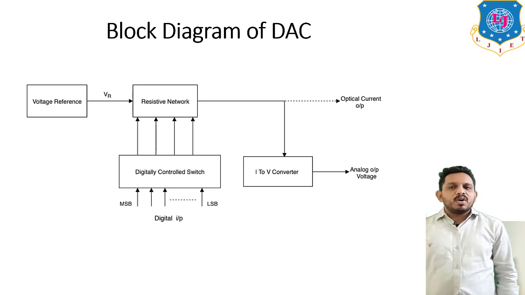So by this block diagram also, you can take the output in the form of an analog signal. Digital input is given to this block. This block is giving a signal to this resistive circuit. This resistive circuit will give you the current, and that current is converted into voltage by this circuit. This circuit will give you the output, that is analog voltage. So in this way, this block diagram of the digital to analog converter is used.